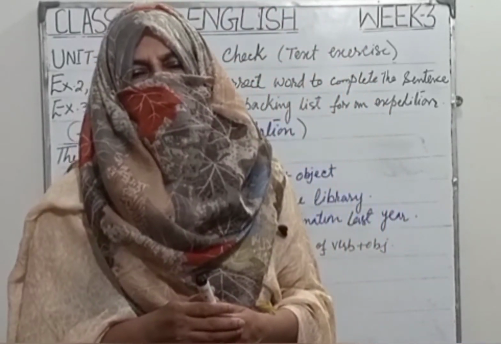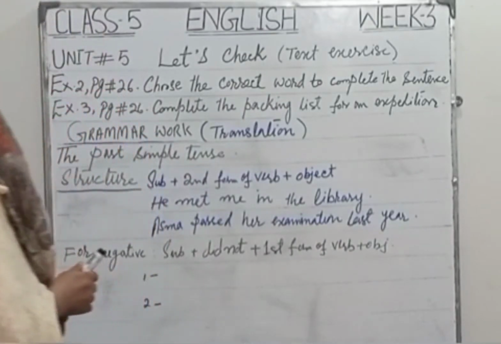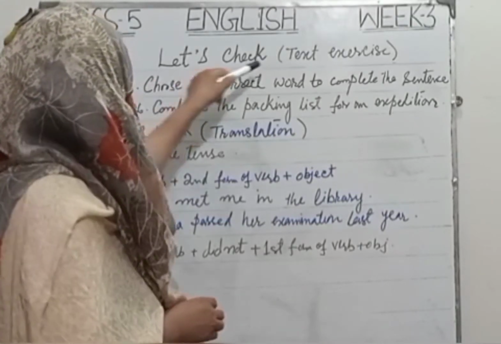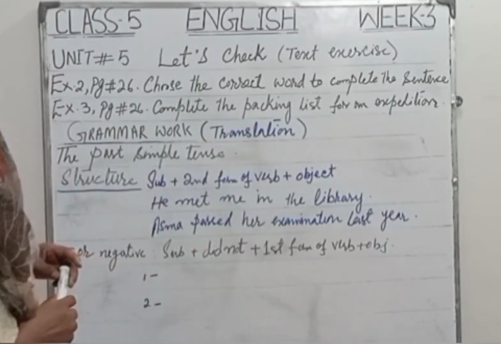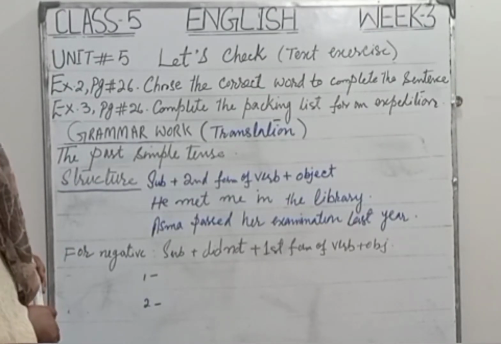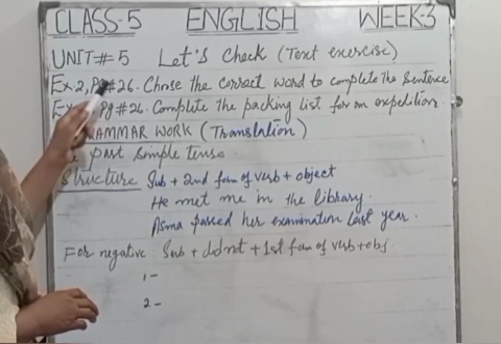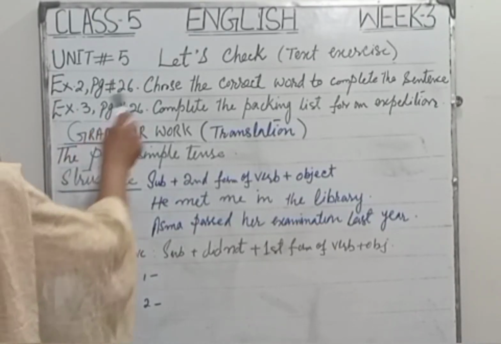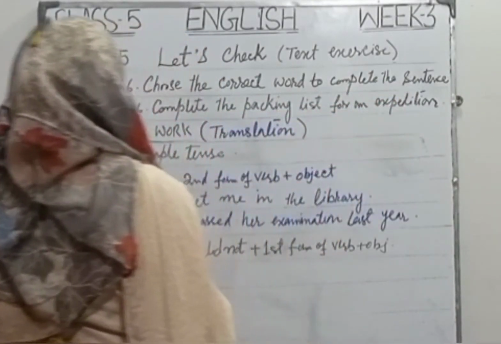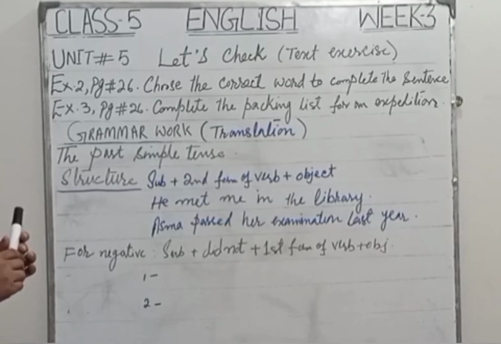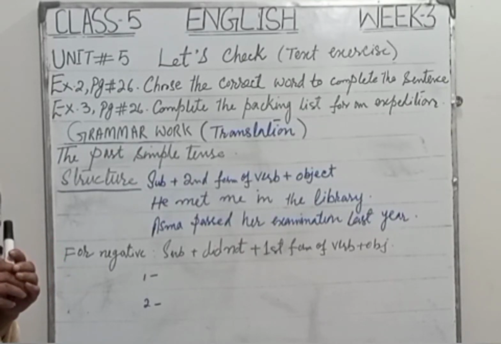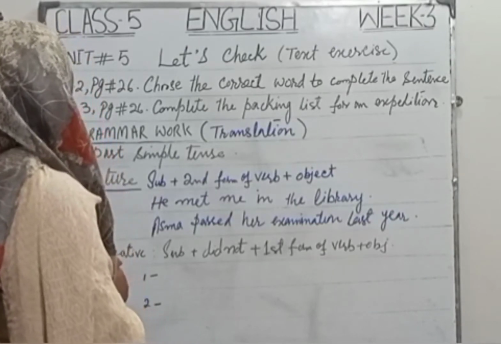In today's class, you will do exercises from unit number 5. Let's check. These are text exercises. Open your book and look at page number 26, exercise 2. Choose the correct word to complete the sentences. There are fill in the blanks and options are given in this exercise. You have to choose the correct word and put it in these blank spaces.